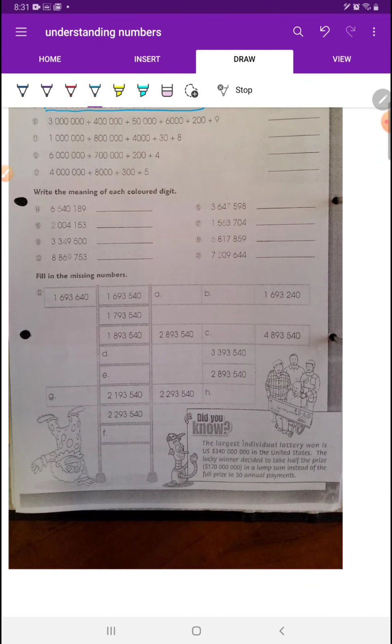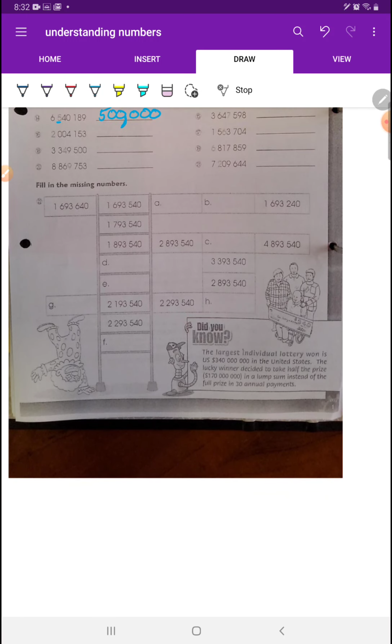All right, what is the meaning of the colored digit? We already talked about that too. That 5 is in the thousands place. So we have 500,000. Again, comma is important. 500,000.